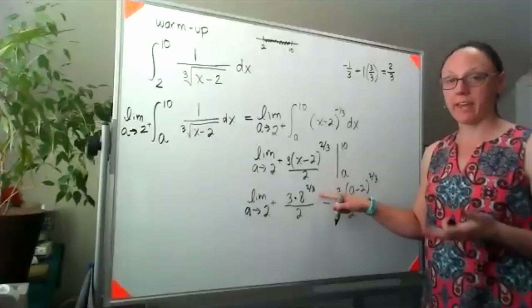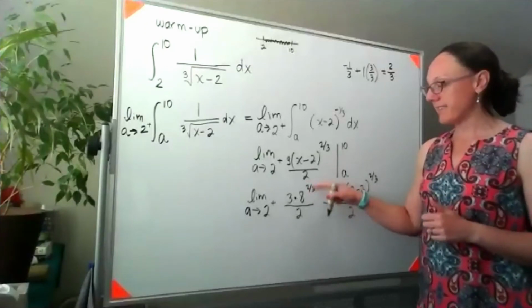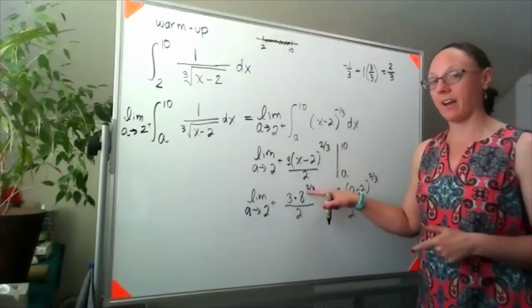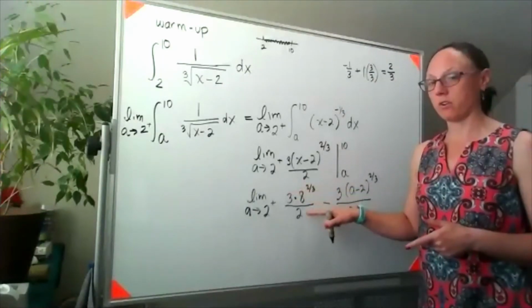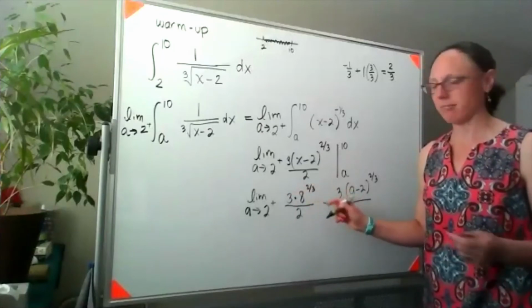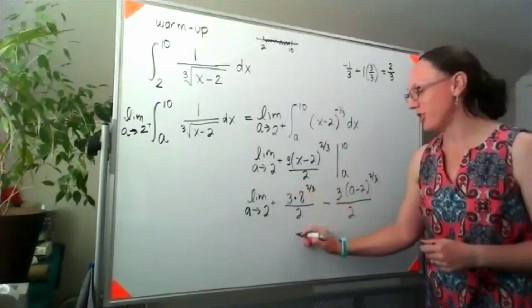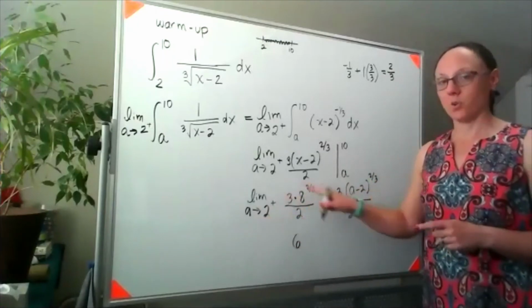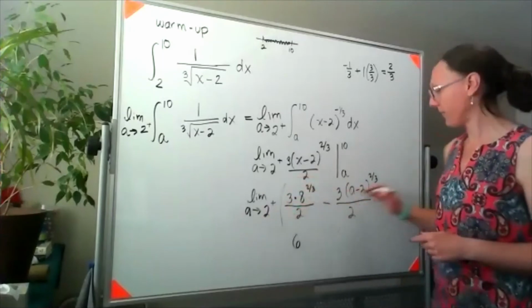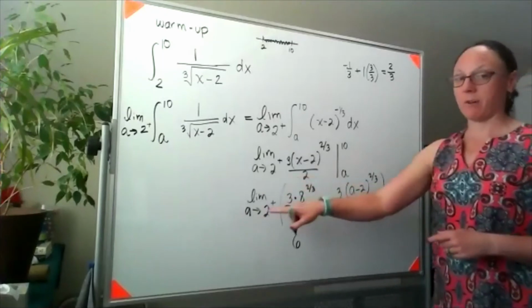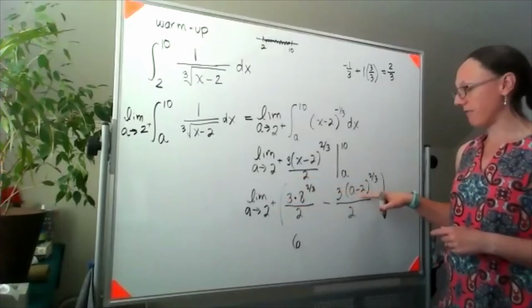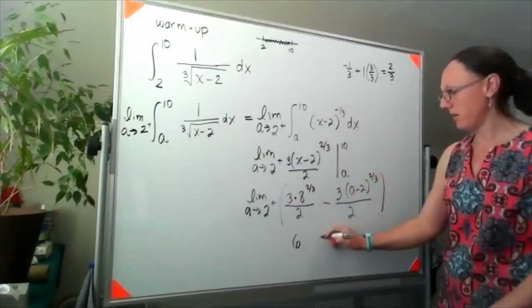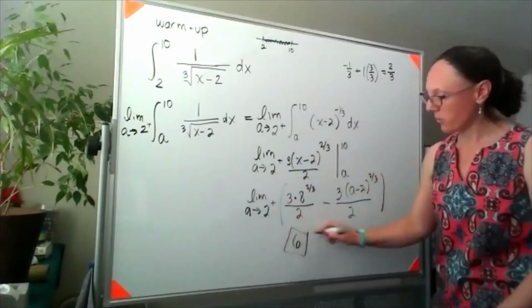8 to the 2/3 we can simplify if we want. This is the same as taking the cube root of 8, which would give me 2. And then if I square that, I've got 4. So this is 12 over 2, which gives me a value of 6. There's nowhere to plug that a in, so we don't need to apply the limit here. For this second piece, if I plug the 2 in for a, then I'd have 0 raised to the 2/3 power, and 0 to the 2/3 is 0. So my final answer would be 6.